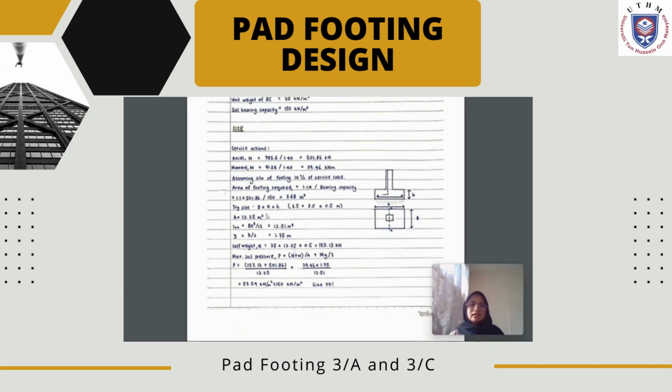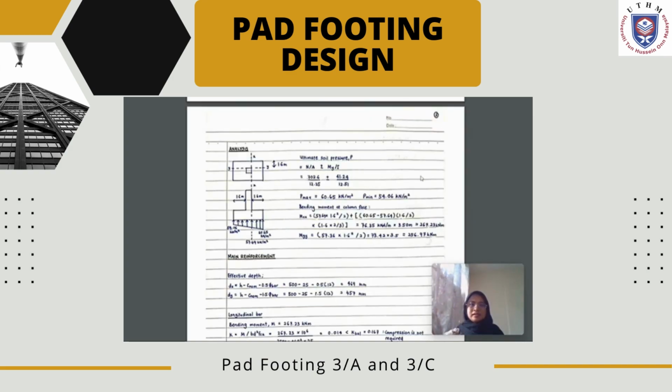The size that will be used is, for the width is 3.5, and the height is 3.5, and also the thickness is 0.5 meter. Then calculate the self-weight. Next, we will calculate the max soil pressure using this formula, and then equal with 47.59 kilonewton per meter square, which is smaller than soil bearing capacity, which is 150 kilonewton per meter square, which means the size is okay.